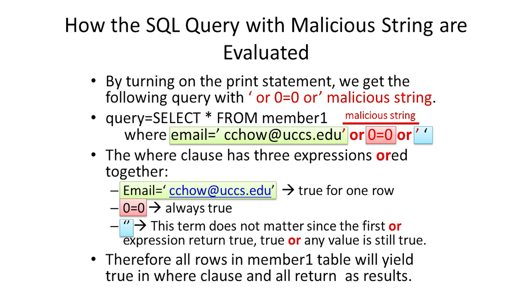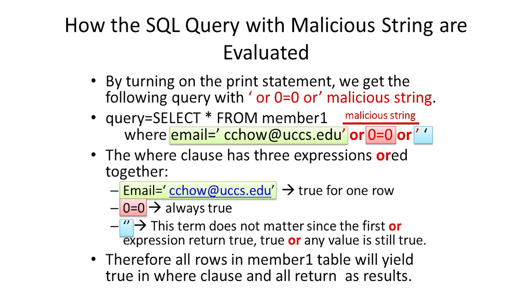The first expression, email equals single quote cchow@uccs.edu, is the normal expression which we see in a normal query. It will return true as intended, and therefore it only shows one of the rows when we examine all the rows.